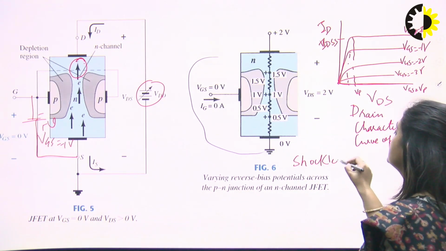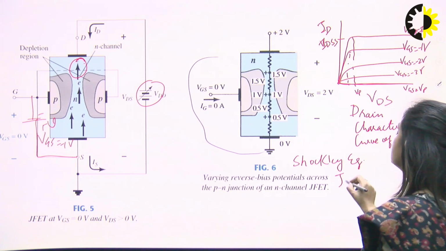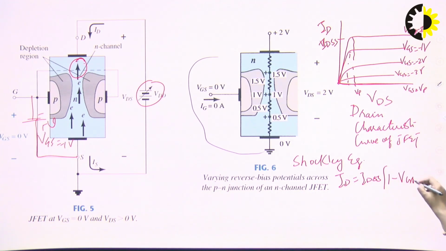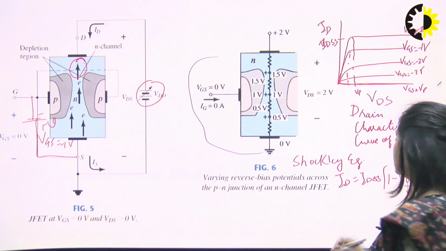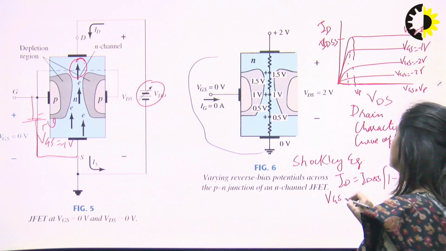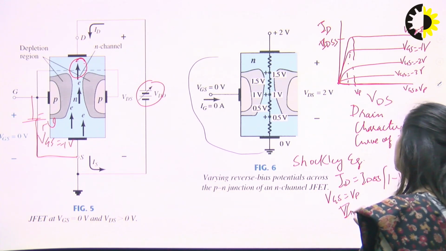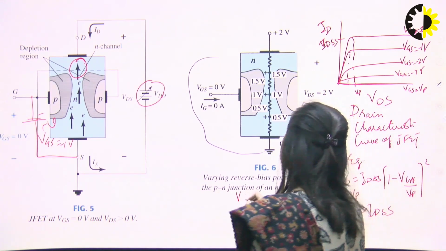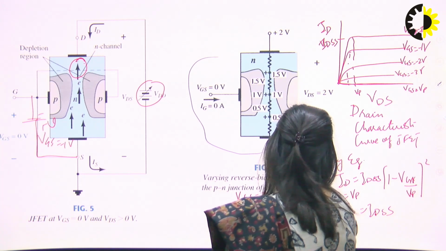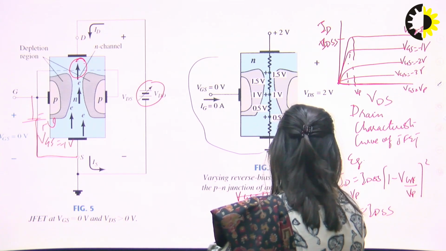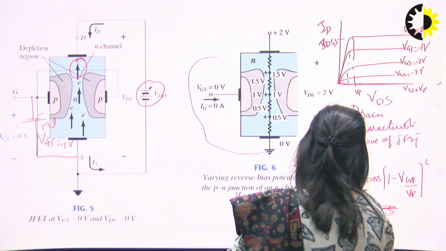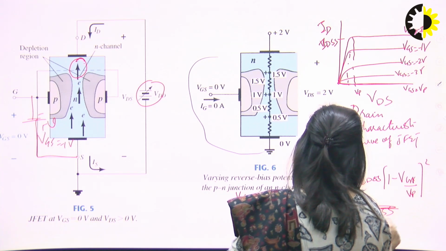Shockley equation is this: ID is equal to IDSS times (1 minus VGS upon Vp) whole square. So in the Shockley equation, if we put VGS is equal to 0, we can find that ID equals IDSS. And if VGS is equal to Vp, then ID will be equal to 0.